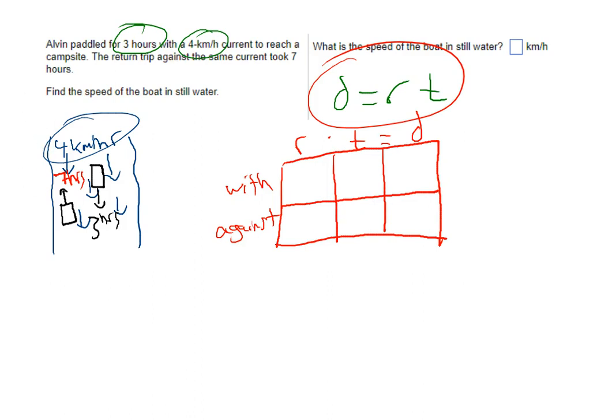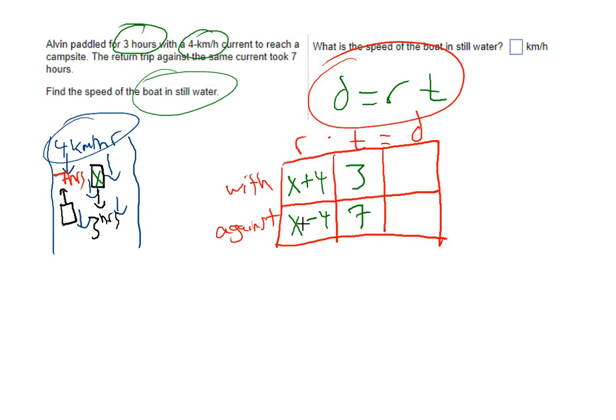The one thing we don't know in this problem is how fast the boat goes in still water, which is the thing that we're looking for. And so I'm going to call that x. So I'm going to imagine that Alvin's able to paddle this boat at x km/h. When he's going with the current, he's going to get to go an extra 4 km/h faster than that. So however fast he could paddle the boat on his own, which is x, plus 4 km/h, because he's going to go extra fast with the current. Going against the current, it's however fast he can paddle the boat minus the 4 km/h, because he's going to get pushed back and slowed down by that current. The time, we're told, going with the current is 3 hours. The time against the current is 7 hours.